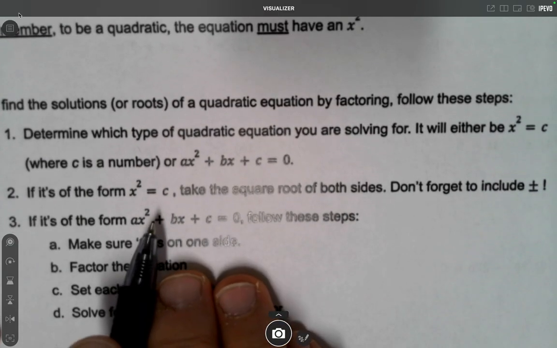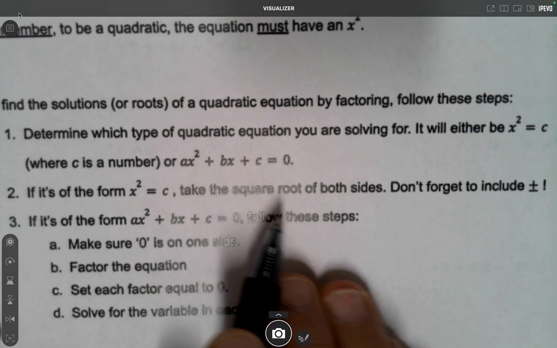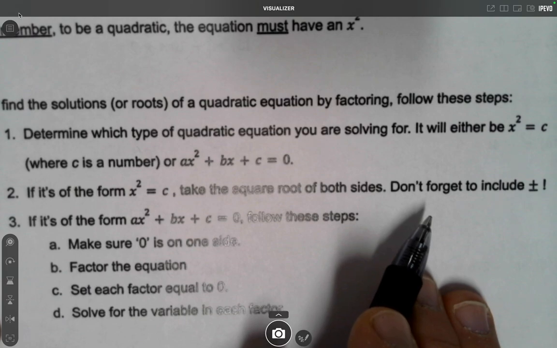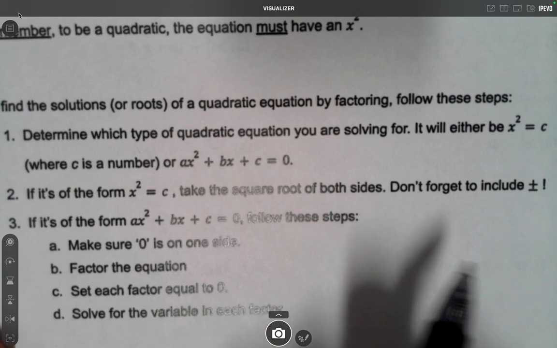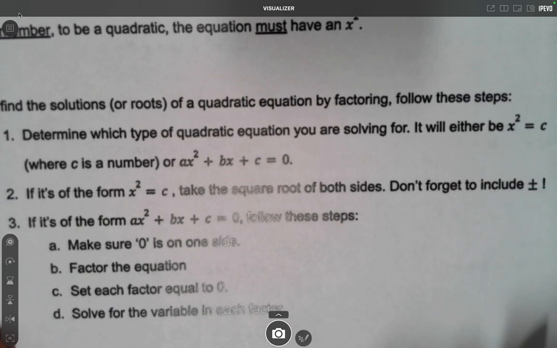Now if it's of the first form, all you do is take the square root of both sides. Don't forget to include plus or minus when you do that, because anytime you take a square root to solve for a variable, you have to write plus or minus as part of the answer.